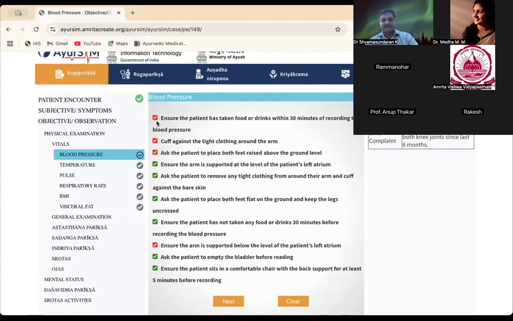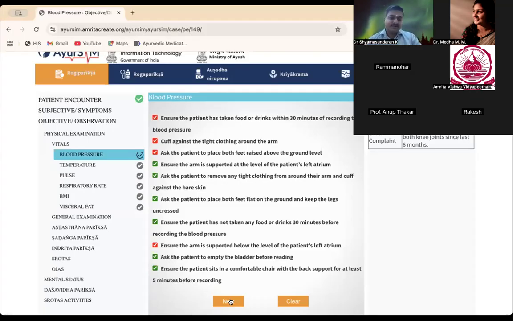So, ensure the patient has taken food or drinks within 30 minutes. That is not the method, so that is not a red thing. The red thing means which is wrong. But ensure the arm is supported at the level of the patient. This is important when you're taking the patient's BP. Ask the patient to remove any tight clothing. These are certain things which are very important when you're checking. So this is actually a very important learning even before you attempt to do a blood pressure.